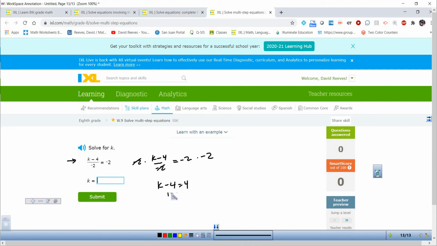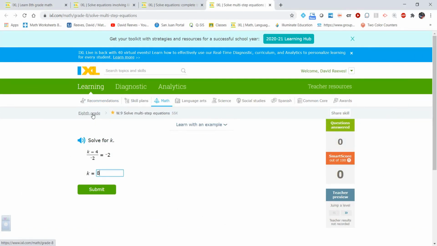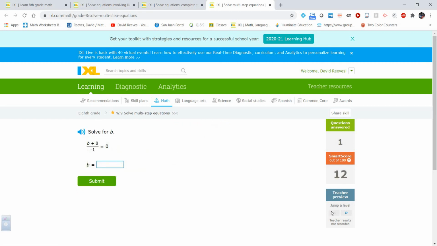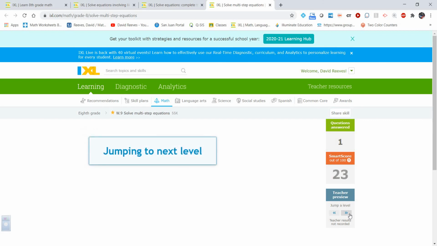All right, now it's simply a one-step equation. I add 4 to both sides. I get k is equal to 8. Right, let's type that in. It looks a little better that way than when I wrote it, didn't it? All right, k is equal to 8. All right, let's skip up to the next level.